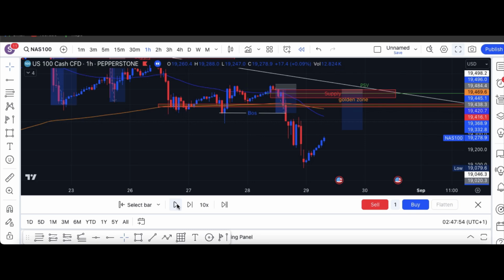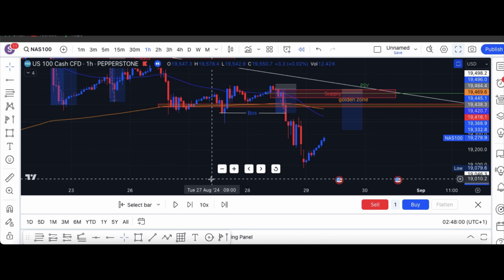So let's play price. We already got our supply, we got our POC, golden zone. My strategy is that I trade volume/fib, liquidity, supply and demand. I basically blend liquidity, supply and demand with volume and the fib. So I'm basically trading three strategies, put together in one.